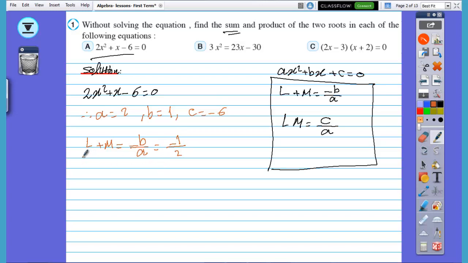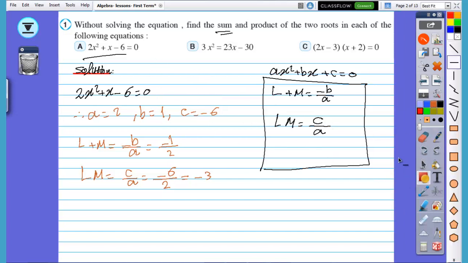So this is the sum of the two roots. And LM equals c over a. What is the value of c in this equation? It is negative 6 over a, which equals 2. So the result equals negative 3. Okay, now with respect to the second equation.